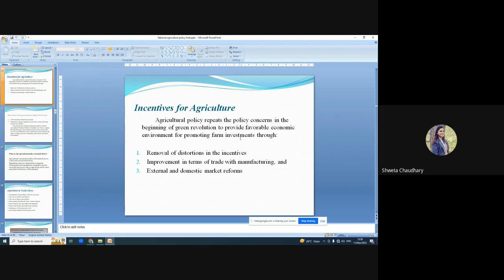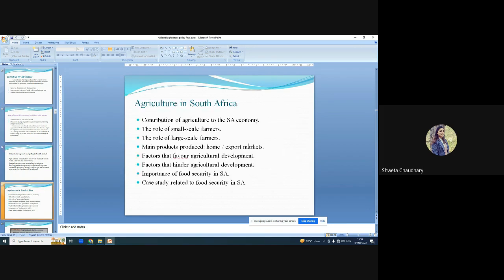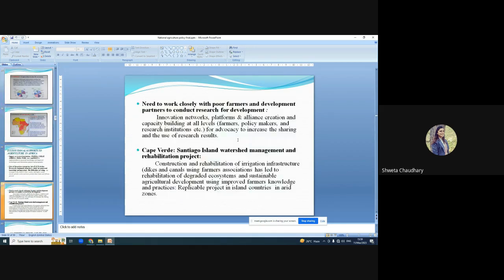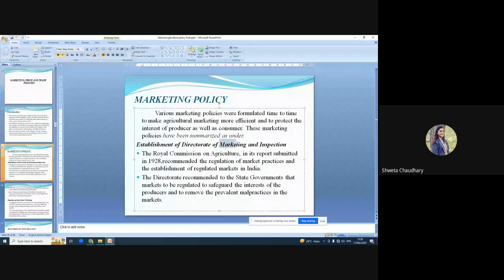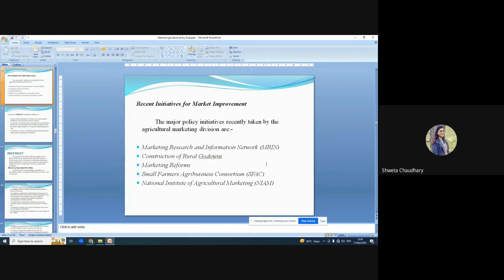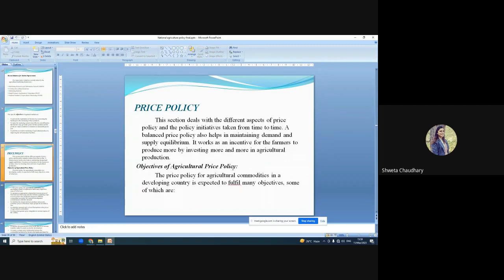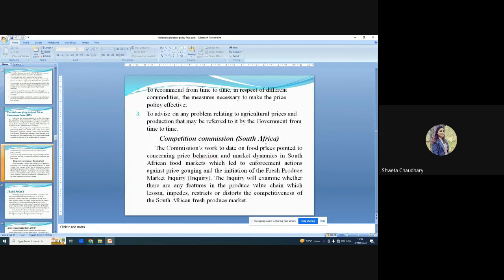Then what are the incentives that are given to the farmers in agriculture sector? Now, then we have the study of African countries. Then for marketing, we have DMI, the Directorate of Marketing and Inspection, that regulates all the marketing practices. Then the prices are announced by CACP. After APC we have CACP that announces the prices. Then the farmer should be getting a minimum support price.